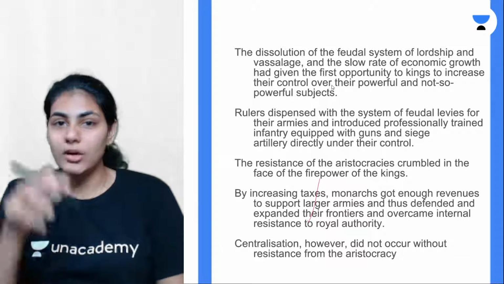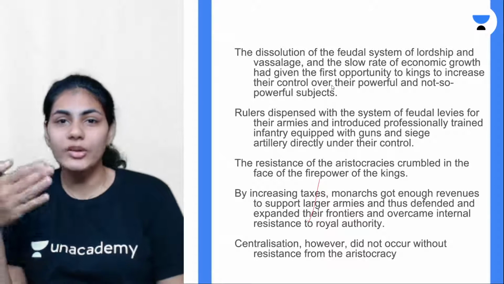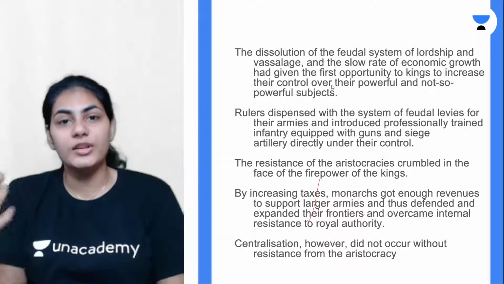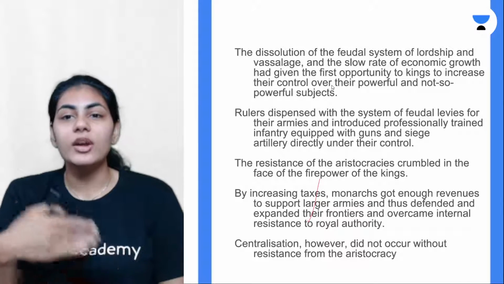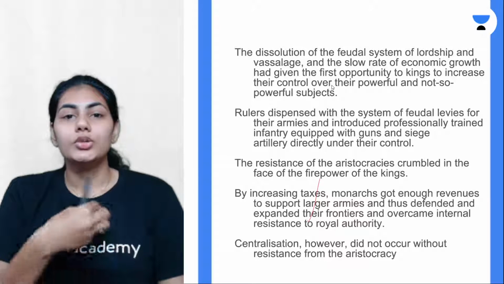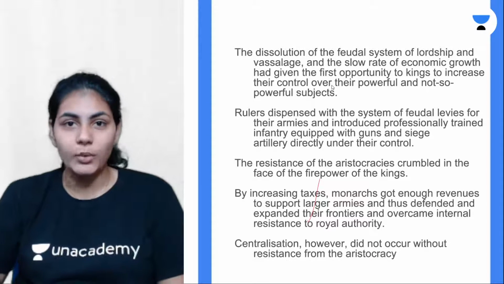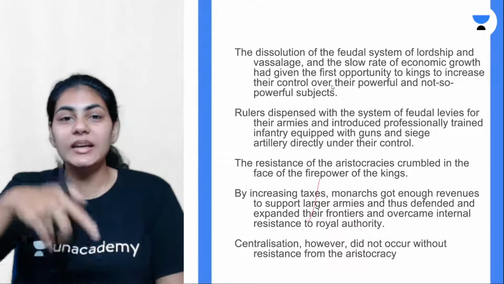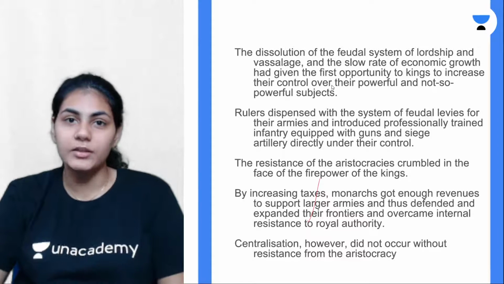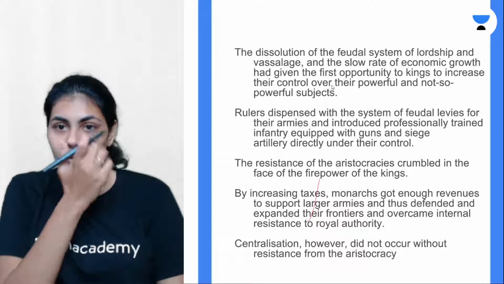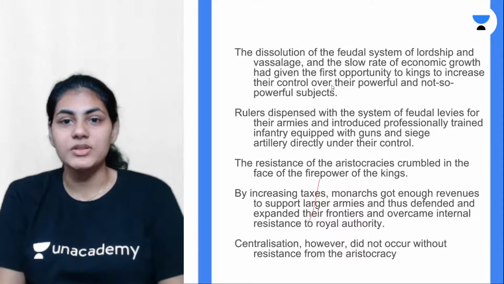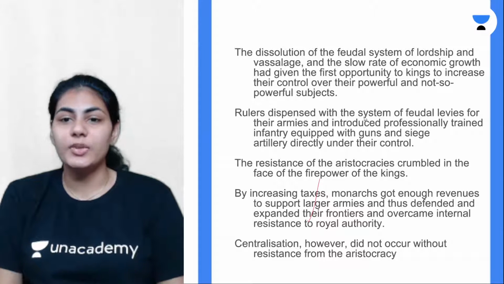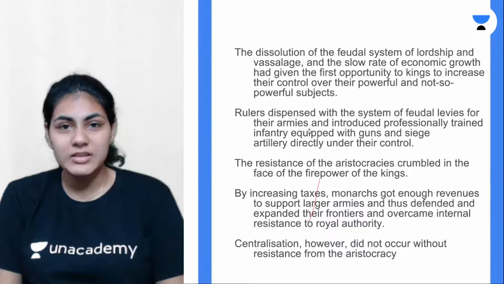Now, because lords are not there in between, we don't need lords right now, because the feudal system is becoming weaker and weaker. Therefore, kings have the opportunity to exert their power directly on their subjects. He doesn't need the lord as the intermediary here, right? So direct power relations. And also, rulers dispensed with the system of feudal levies for their armies, right?